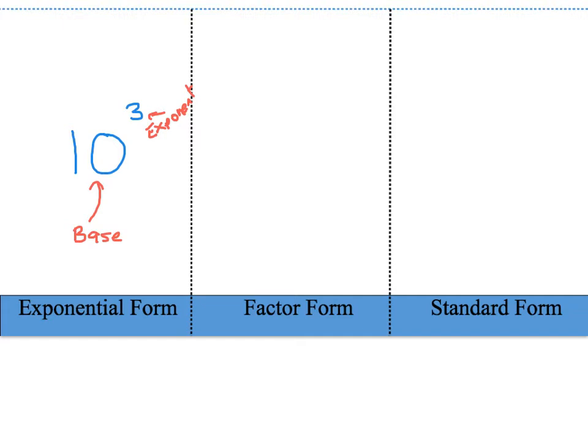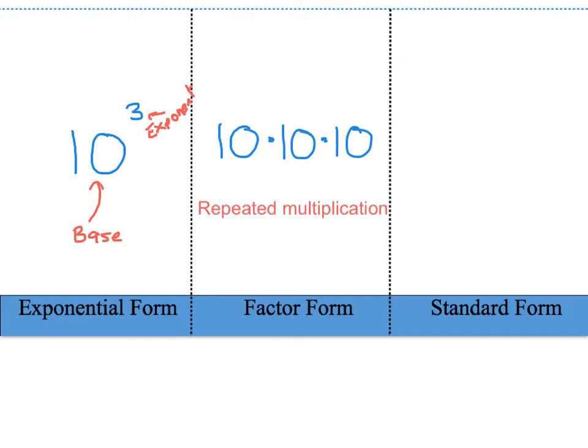The second type of form is called factor form. And a factor form will basically have the factors expanded. So our base would be 10 times 10 times 10. Remember that exponents are dealing with repeated multiplication. So I had to repeat this 3 times because the exponent told me to do it 3 times. Sometimes they call factor form repeated multiplication form, or sometimes they call it expanded form because we're expanding out our factors.